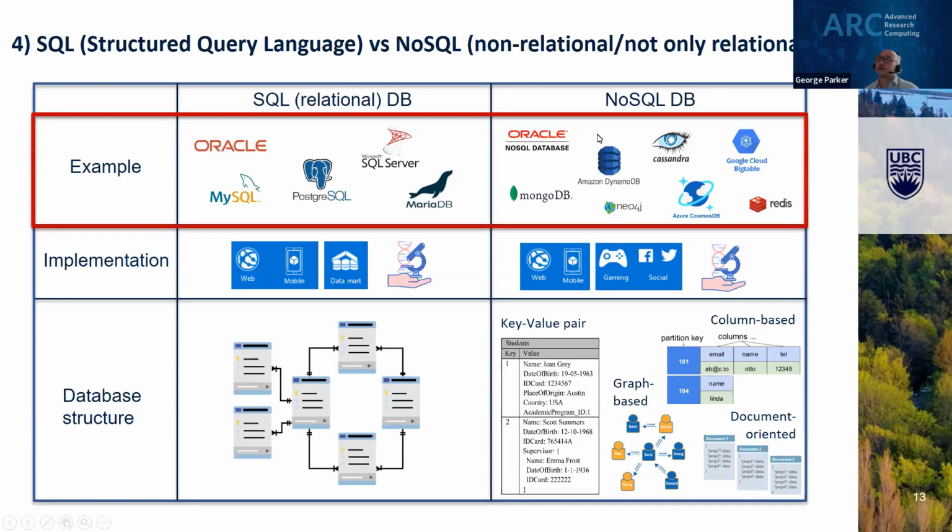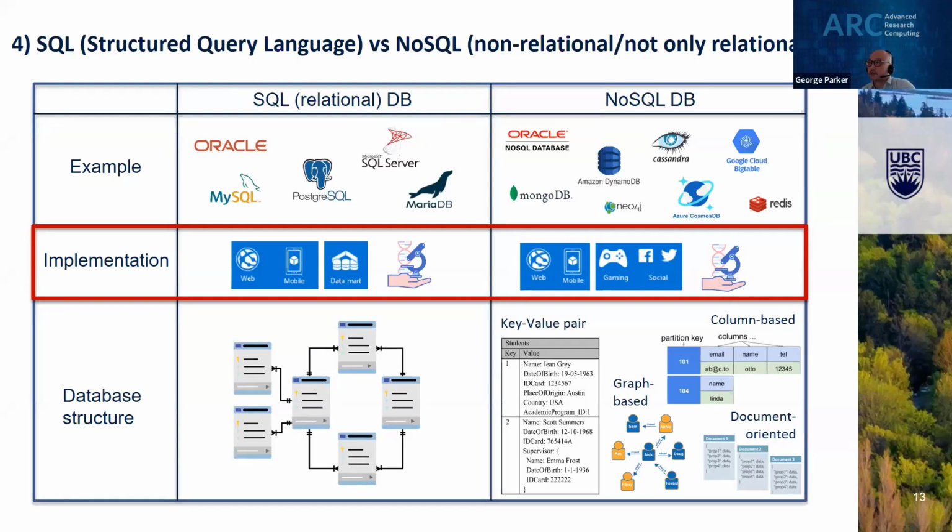Here are some examples of commonly used SQL and NoSQL databases. And some of them may look quite familiar, but some of them may not. Cassandra, for example. Use cases. Both SQL and NoSQL databases are heavily used for web development and mobile applications. SQL is widely used for data mart and data warehouse, while NoSQL is heavily used in the gaming industry and social media.